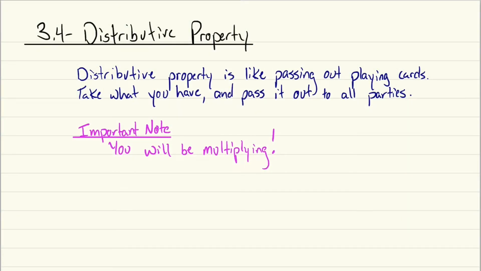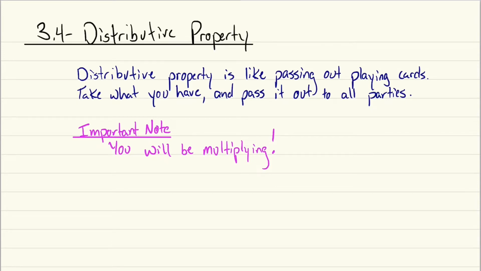Hello everyone, and welcome to lesson 3.4, which is on the distributive property. Now, the distributive property is an interesting property because when we think of it, I like to use the analogy of playing cards. So just imagine that you're sitting around a table with some friends. Maybe you're playing spades, maybe you're playing Uno, maybe you're playing poker even.